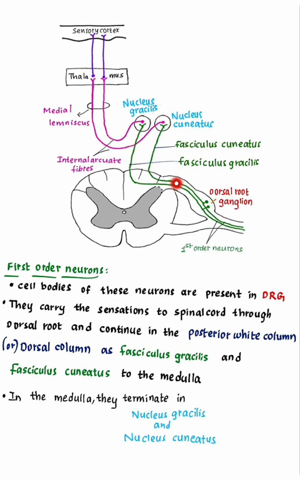First order neurons. The cell bodies of first order neurons are present within the dorsal root ganglion. Their axons carry the sensations to the spinal cord through the dorsal root, and they continue within the posterior white column or dorsal column as fasciculus gracilis and fasciculus cuneatus. The fibers terminate within nucleus gracilis and nucleus cuneatus, which are present in the medulla.